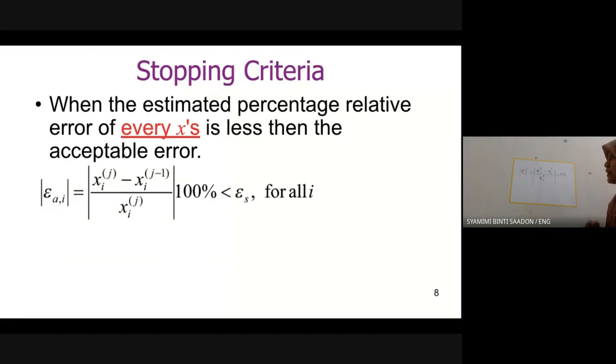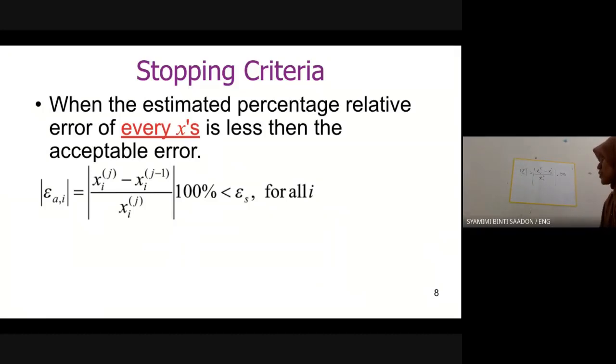So we continue until the difference between the second iteration and the previous iteration is less than 10%, right? For example, if you put epsilon less than 10%, then once we get the error less than 10%, the iteration will stop. So it's up to us to choose the value of epsilon here. But the smaller the value of epsilon is, the better the results that you achieve.